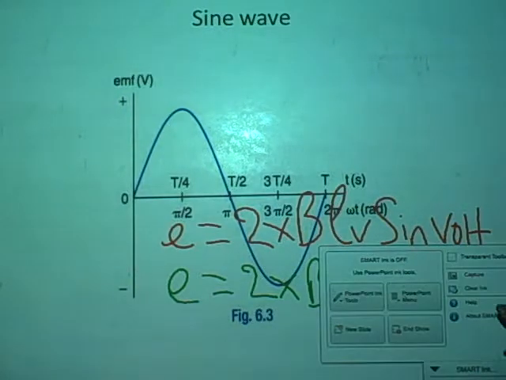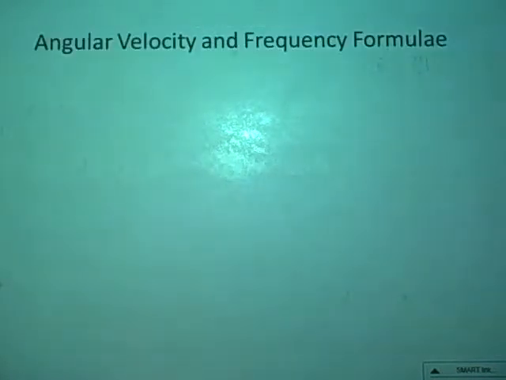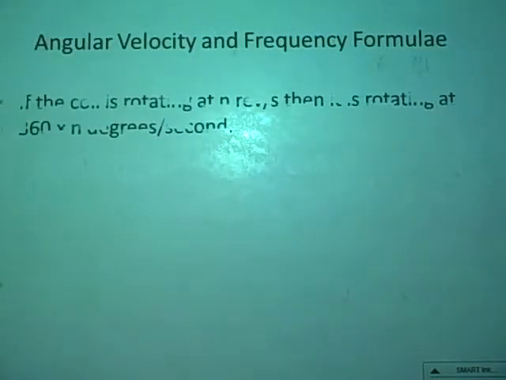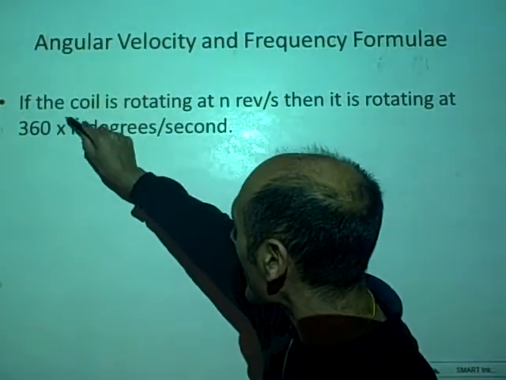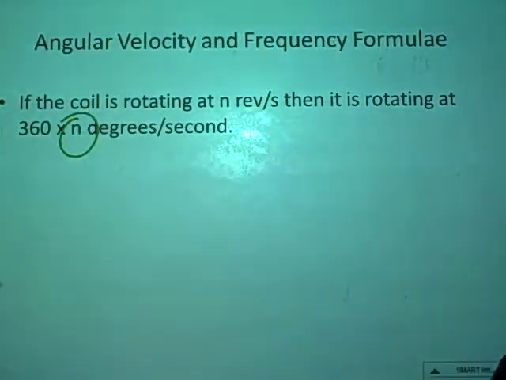Okay, let's clear that. Let's see what else we've got. We've got some notes coming up. I'll read them out very quickly. If the coil is rotating at n revolutions per second, then it is rotating at 360 degrees times n degrees per second. Now, we did say that n refers to, Alex, what? Yes, okay, we are referring to the cycles per second, or the frequency, which n equals, or the number of cycles per second.